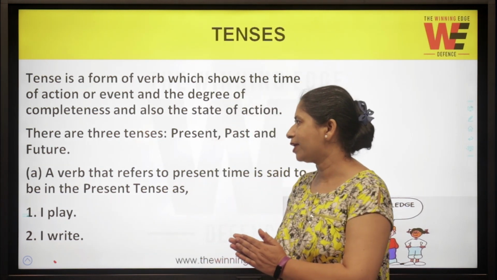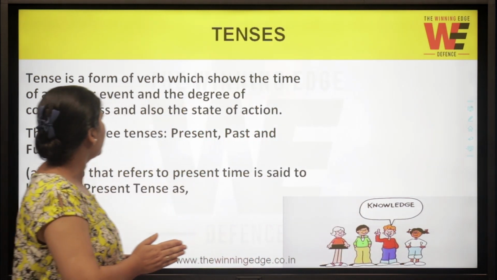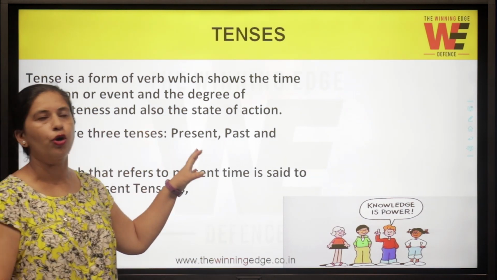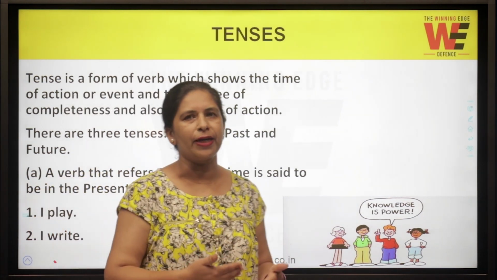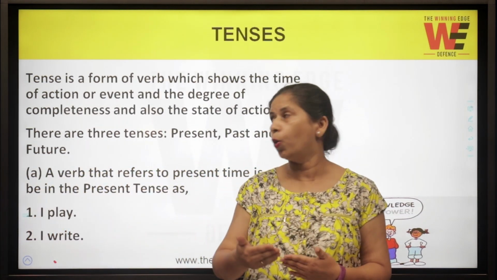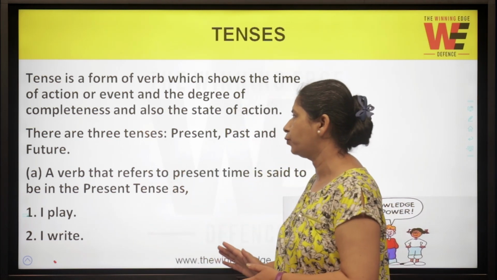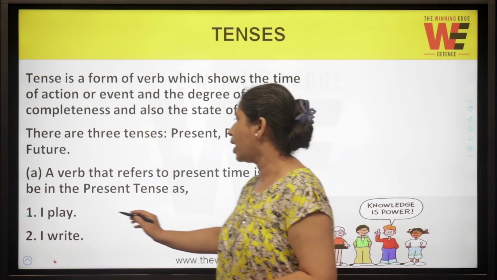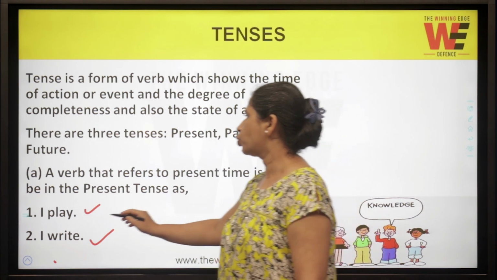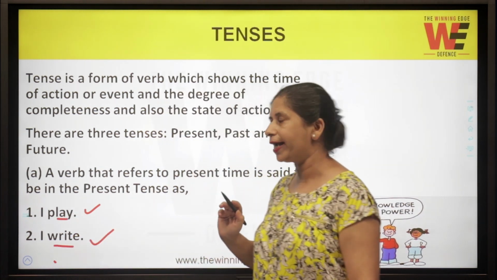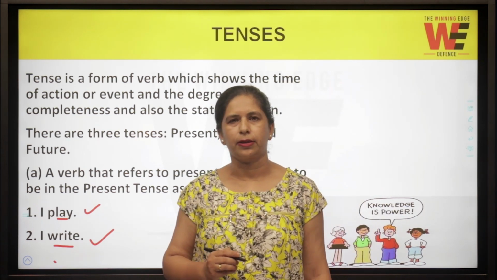So the first tense that we'll be studying is the present tense. As you can see over here on the slide, tense is a form of verb which shows us the time of action. हमारा action जो है वो कब हो रहा है, present हो रहा है या हो चुका है या होने वाला है. So there are three tenses majorly, that is the present tense, the past tense and the future tense. The sentences written here are examples of the present tense, like I play or I write. Here the verb play and the verb write are talking about the present time, so it is referred to as the present tense.